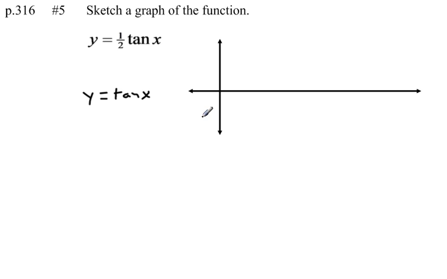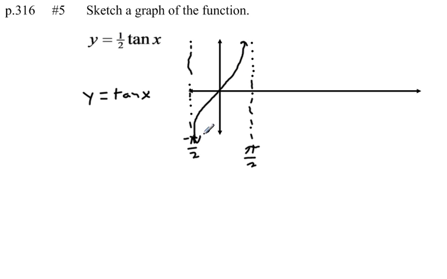Well, my tangent curve will have an asymptote right here at negative pi over 2, and another asymptote right here at pi over 2. The tangent curve starts down here, goes through the origin, curves up this way, continues on forever, but approaches those asymptotes and never touches them. Now this curve repeats itself over and over.